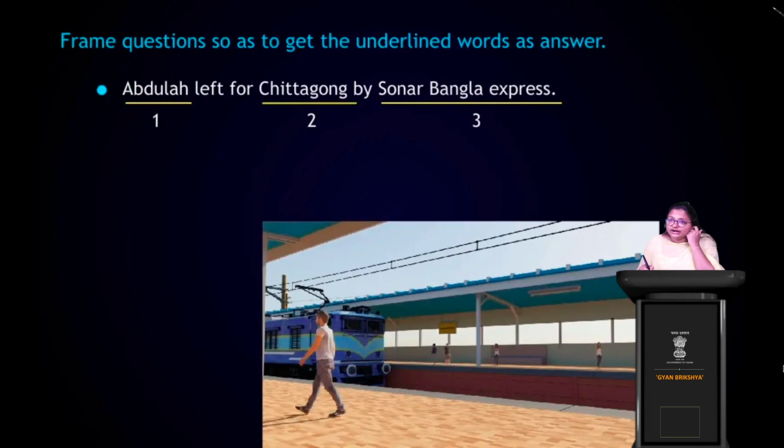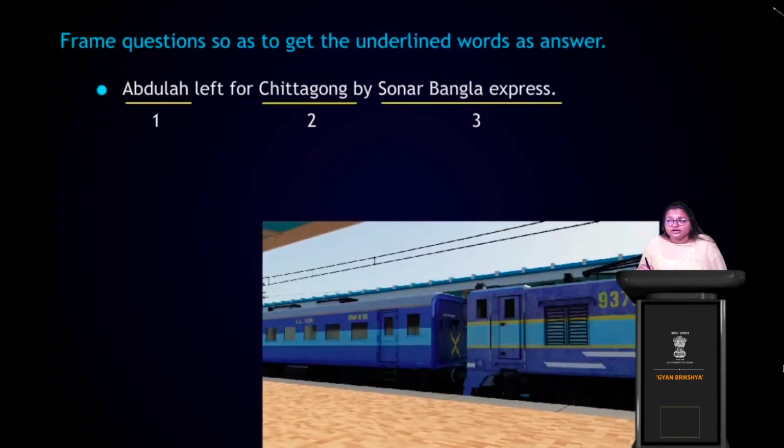Okay, so what are you going to write here? What is the question that you are going to frame? Abdullah left for Chittagong by Sonar Bangla Express. Try and frame. We have to focus on the word Abdullah. The answer should be coming relating to Abdullah. So you are going to say, who left for Chittagong? Then the answer will be Abdullah left for Chittagong, right?